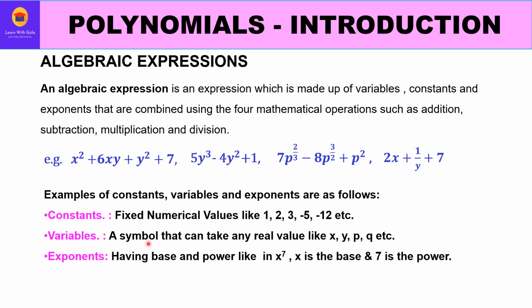What are variables? The symbols, basically they are the English alphabets which we use as symbols, which can take any real value: x, y, p, q. They can have any value. All right. So these are variables.